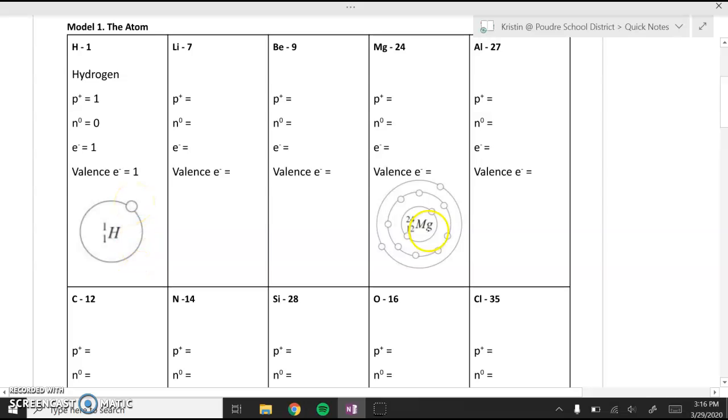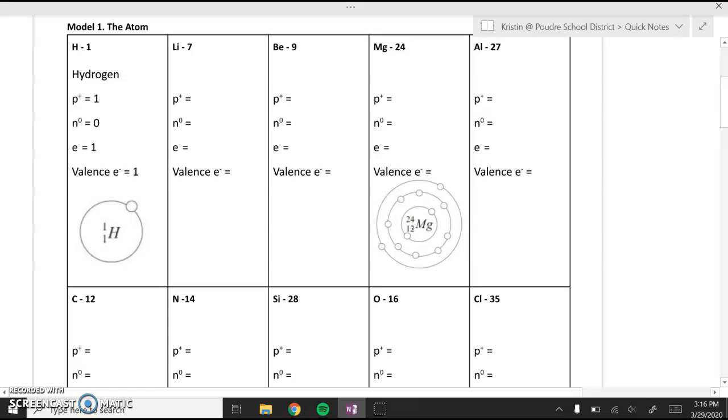Magnesium is more complicated. So we have magnesium's atomic symbol, its atomic number is 12, and then its mass number is 24. And it shows that there are 2 electrons on the first ring, and then 8 electrons on the second ring, and then 2 electrons on the last ring. So these are similar because they both have rings with electrons. They're similar because they both have this atomic symbol with the atomic number and mass number on it. But they're different because they have different symbols, different mass and atomic numbers, and different numbers of electrons, and because they have different electrons, they have different rings as well.